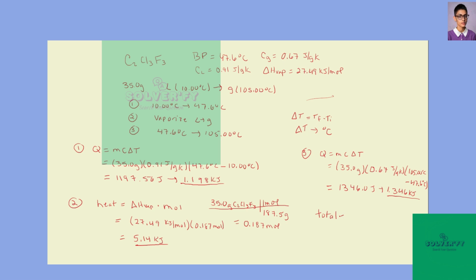I'm going to round my total to 3 sig figs. Now I'd like to keep more than the right number of sig figs if possible until it's time for the final answer. So I round my final answer to 3 sig figs and I get 7.68 kilojoules.